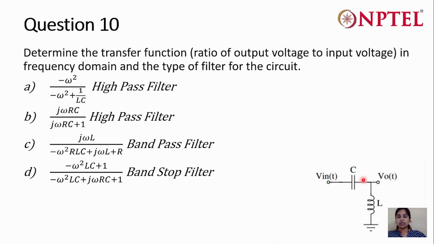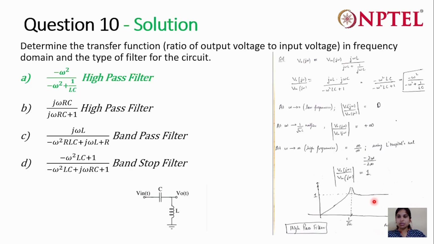In the same way, here we have a series combination of a capacitance and an inductance. V naught across the inductance will be Vi into j omega L divided by j omega L plus 1 by j omega C. So the equivalent value we are writing here. In the same way we find the ratio of V naught by Vi, and we get this expression.